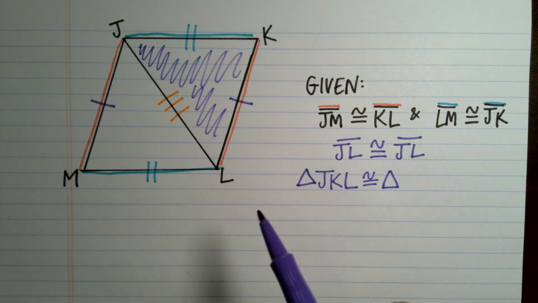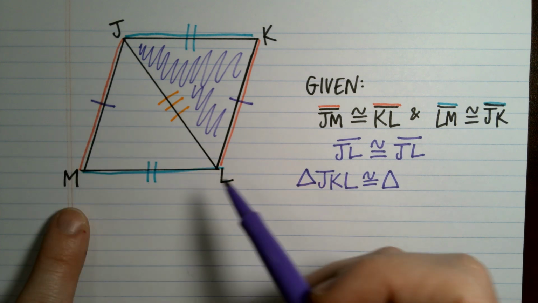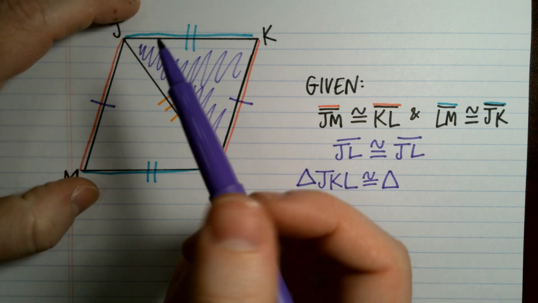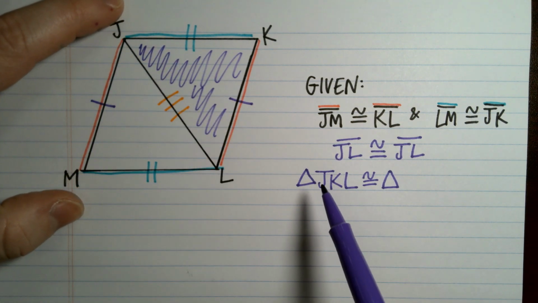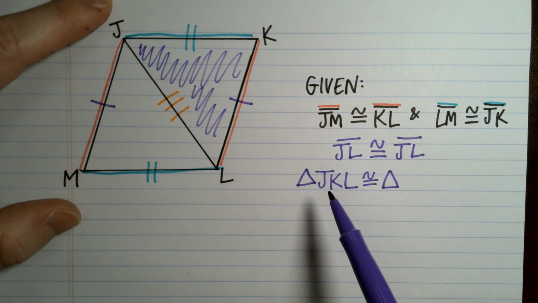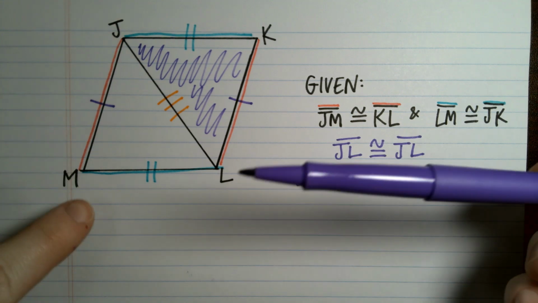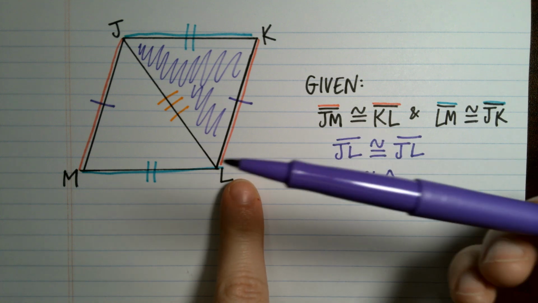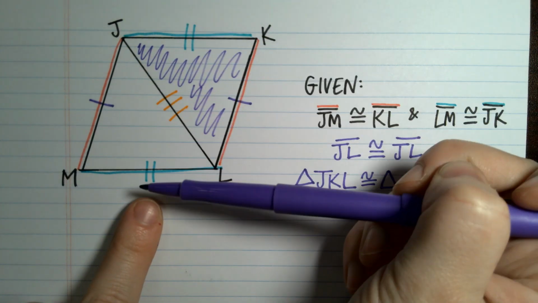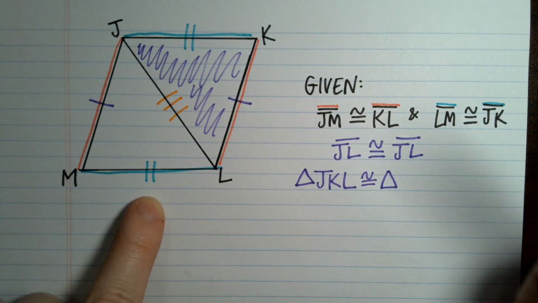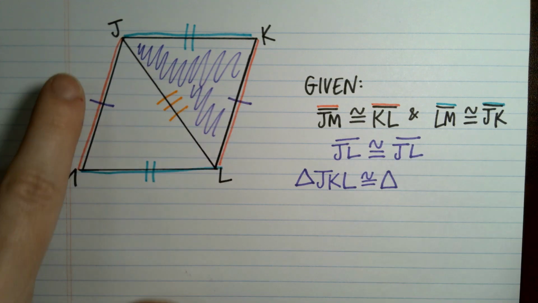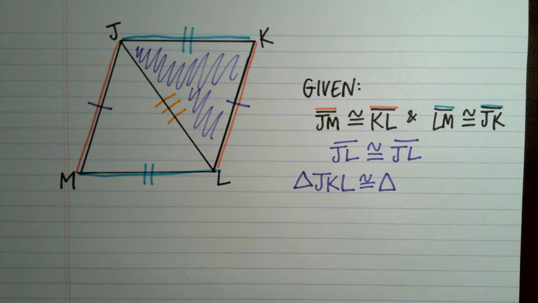Say it one more time. JML. Okay, so in the first one, we'll start with J and then with L. So that seems like a really good idea. But we want to make sure that we're naming it in the order that our sides are lining up. So let me think of a way to explain this better.